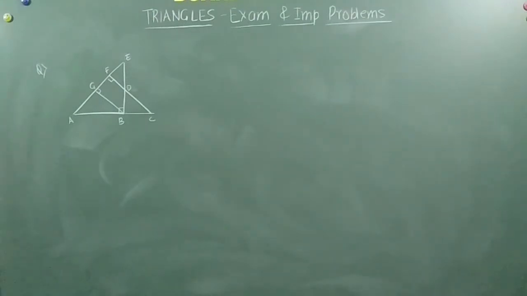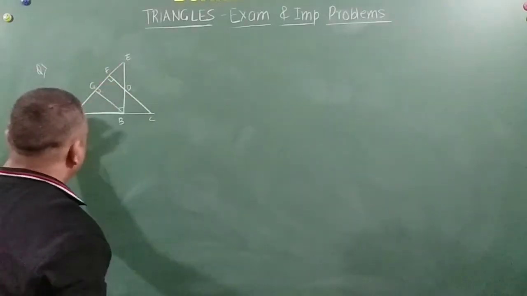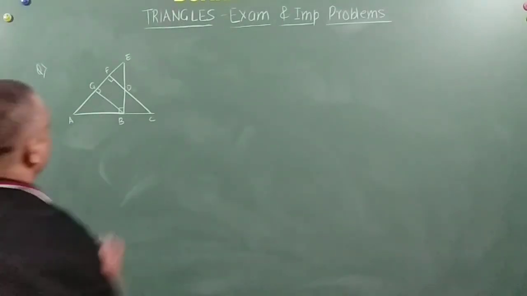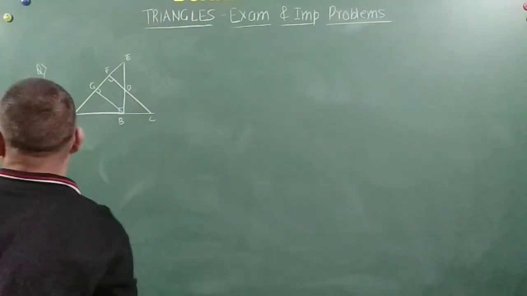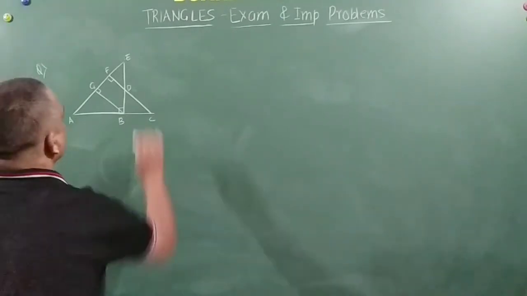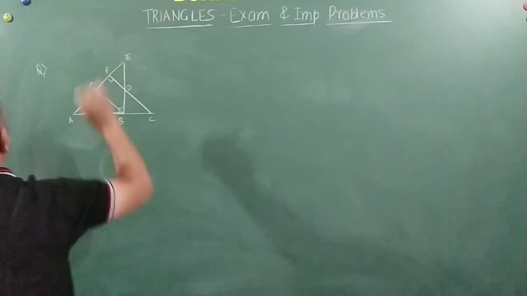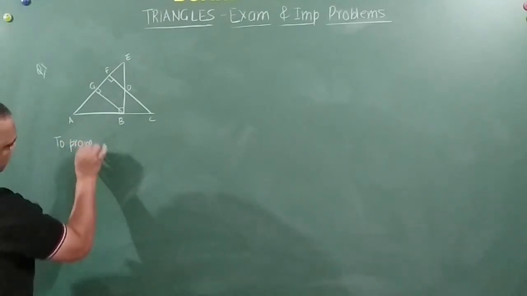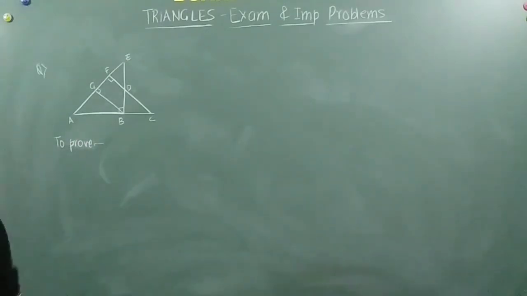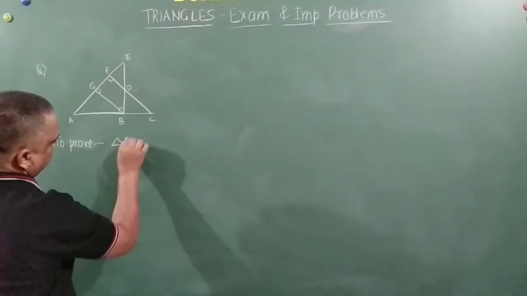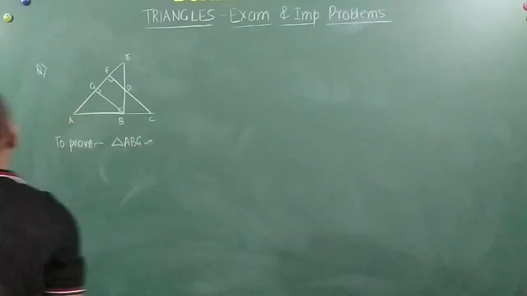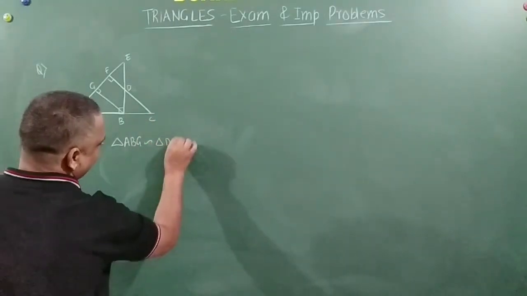Right, friends? So what all is given to us? EB is perpendicular to AC. I have already taken that. And BG is perpendicular to AE. Okay, I have taken that. CF is perpendicular to AE. Right? That also I have taken. Now we need to prove. What is to be proved? Triangle ABG is similar to triangle DCB.